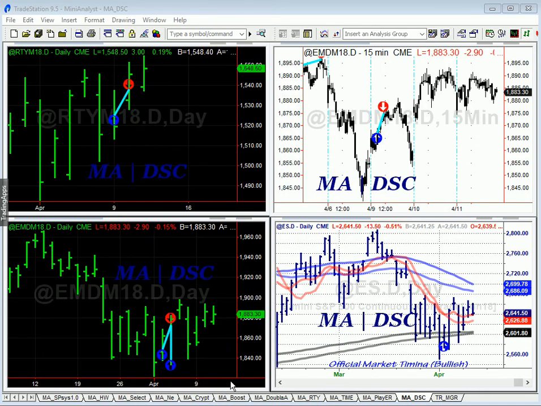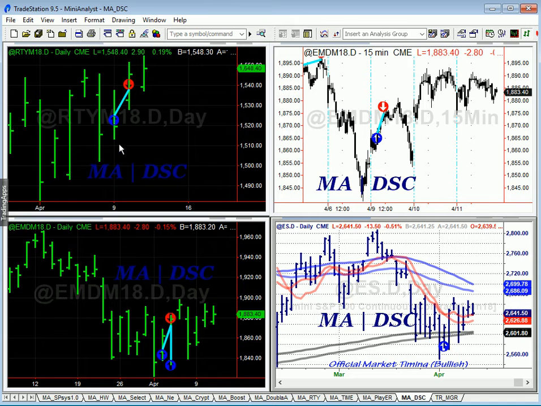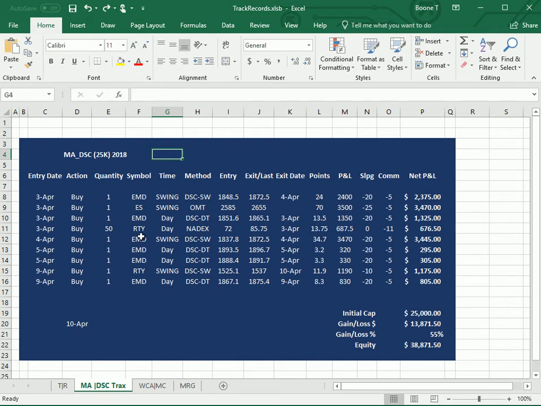Then we went ahead and jumped into a crypt position. So here we have the crypt. This trades the Russell, and went ahead and jumped into a position, kind of traded around it, and boom, jumped out early. There was another gain of, let's see, the crypt was an RTY. Oh, there you go, $1,175. So, very impressive.